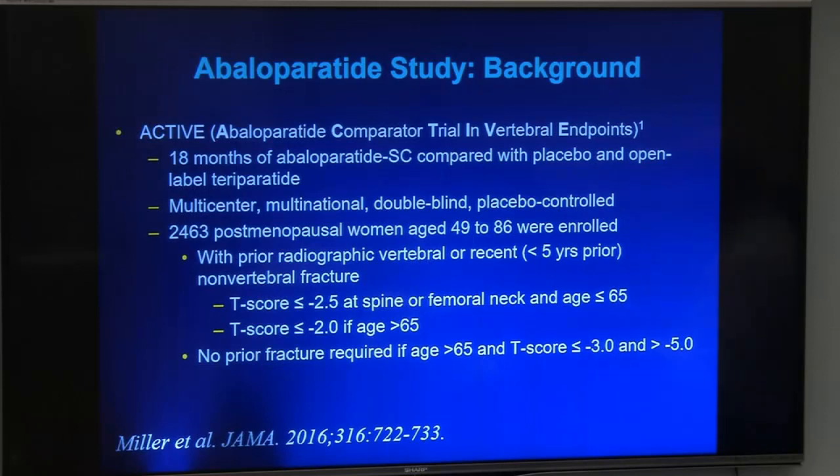Okay, so the study is shown here. It was called ACTIVE, a study of 2,500 postmenopausal women, international, double-blind, placebo-controlled. The design of the study was to be 18 months, and the inclusion criteria included a t-score of less than minus 2.5, and many of them had fractures as well.